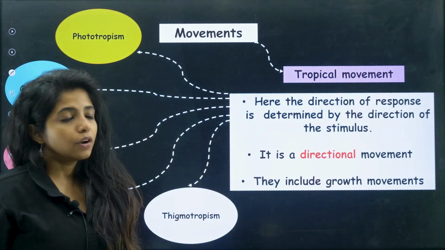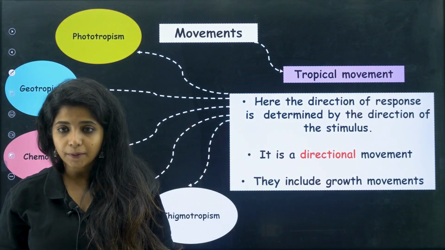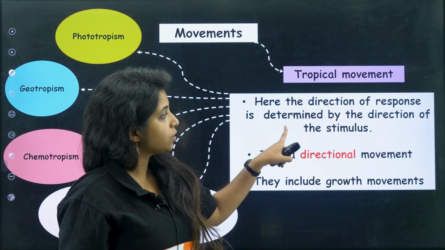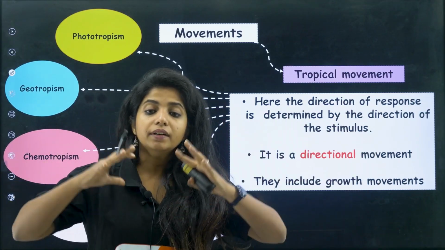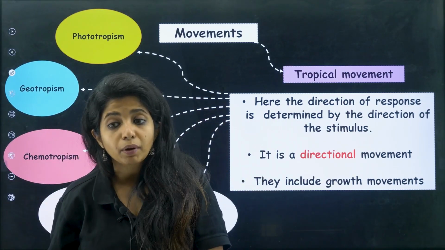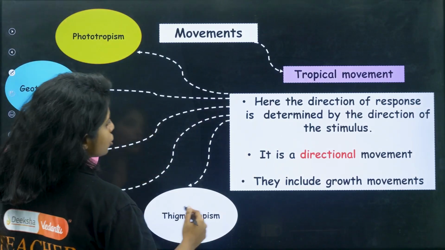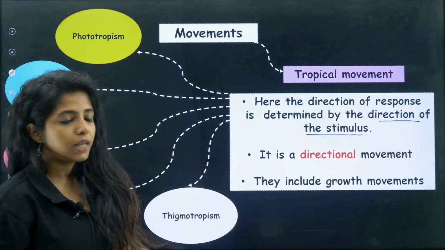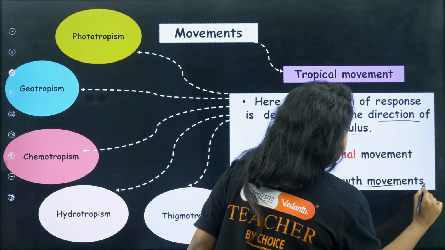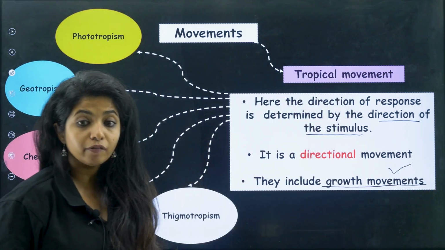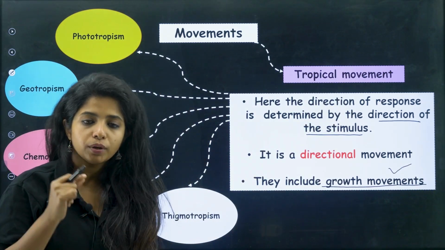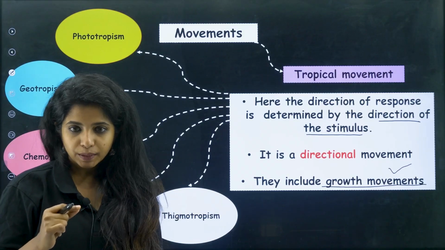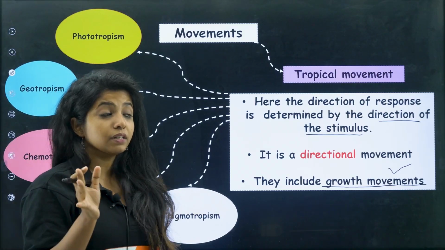Now, in tropical movements or trophic movements, which I just said, the direction of the response is determined by the direction of the stimulus. Whatever direction of the response is there, it is determined by what, children? By the direction of the stimulus. Now it is a directional movement. They include growth movements as well. They will be including what, children? Growth movements as well. Okay, so over here please remember the difference that comes.